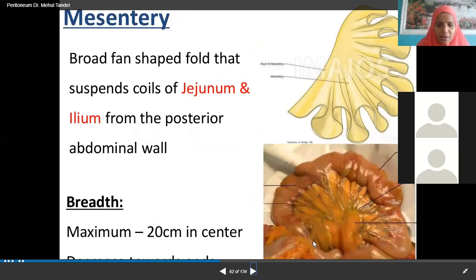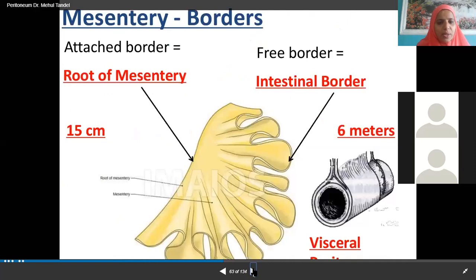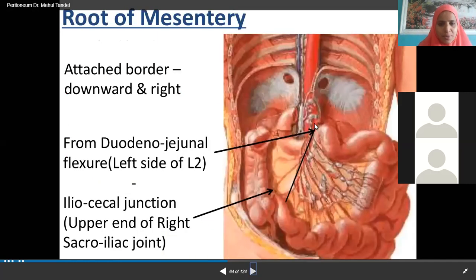Okay, and of course it will have an attached margin and a free margin. So this is the root of the mesentery, where it is attached to the posterior abdominal wall, and which will be measuring around 15 centimeters. The free margin of the mesentery is freely moving with the coils of small intestines, which is around 6 meters. And the maximum breadth is towards the middle. I said that is also measuring 15 centimeters. Okay, so this is the attached margin.